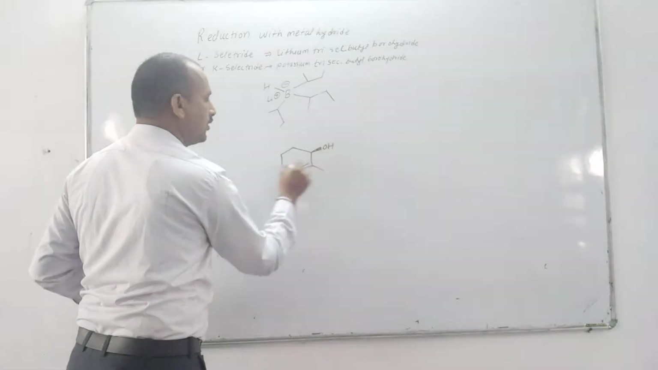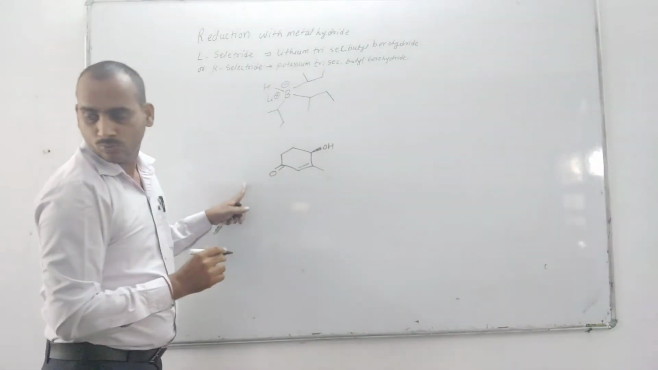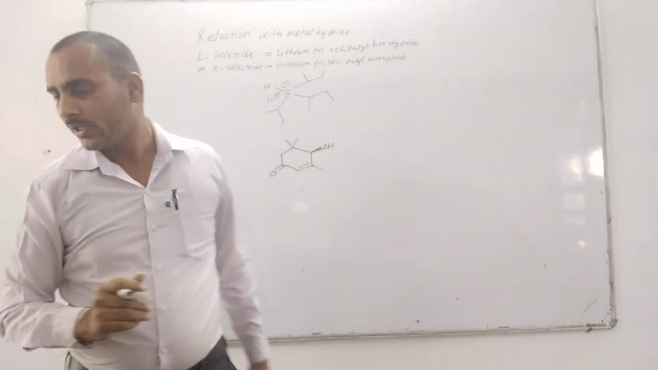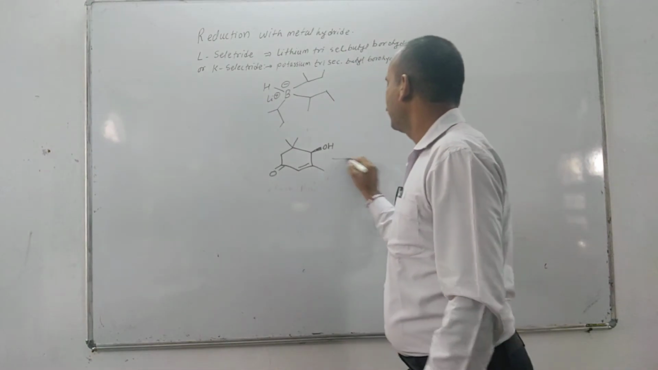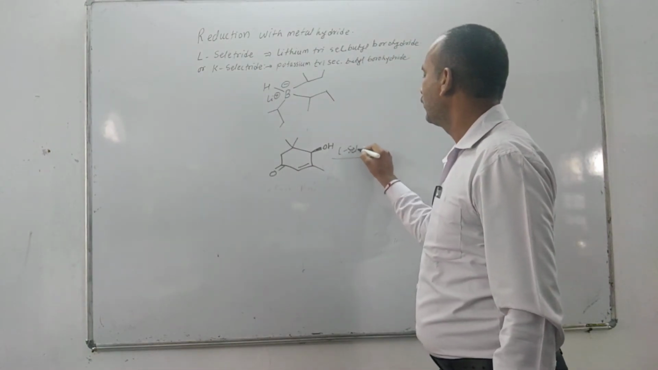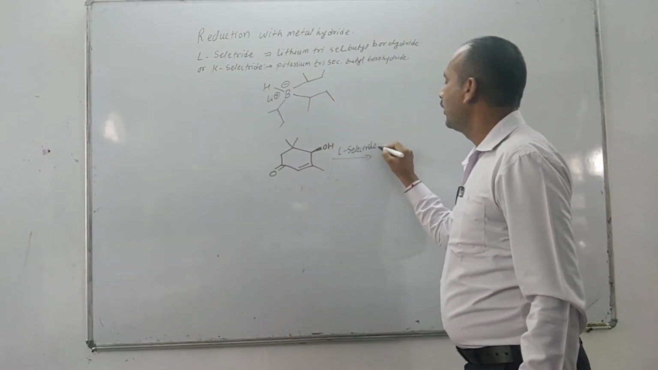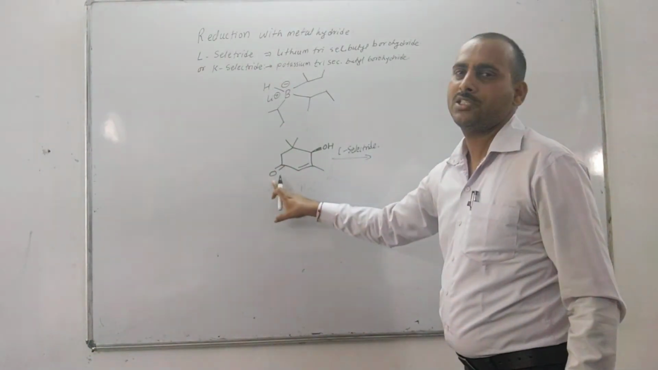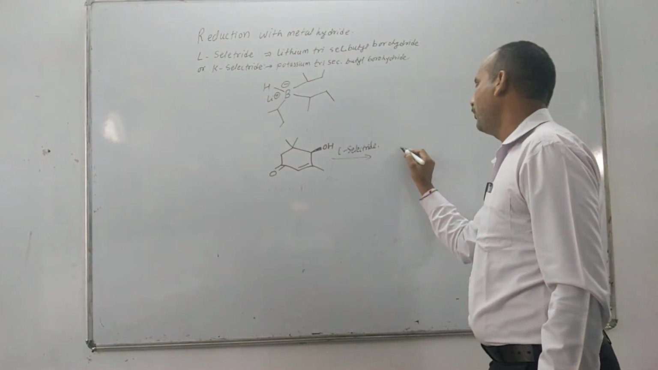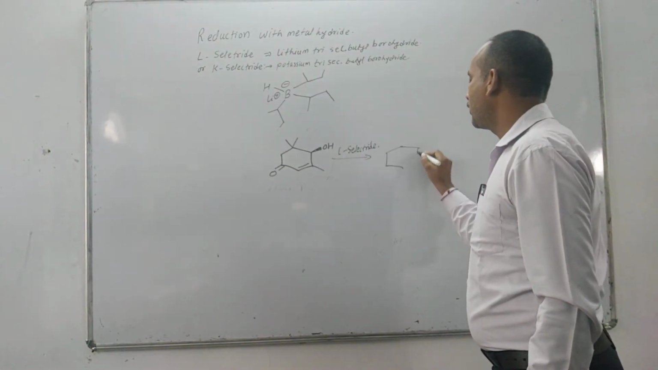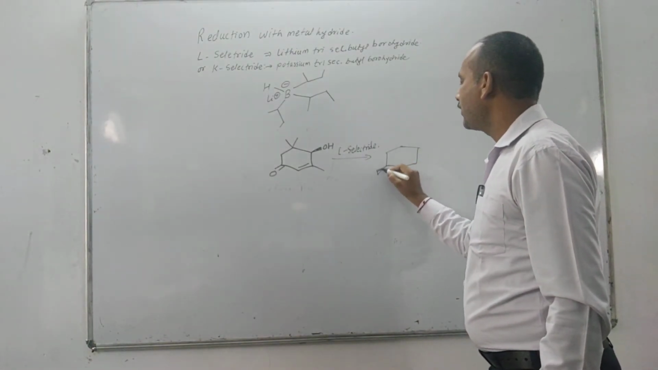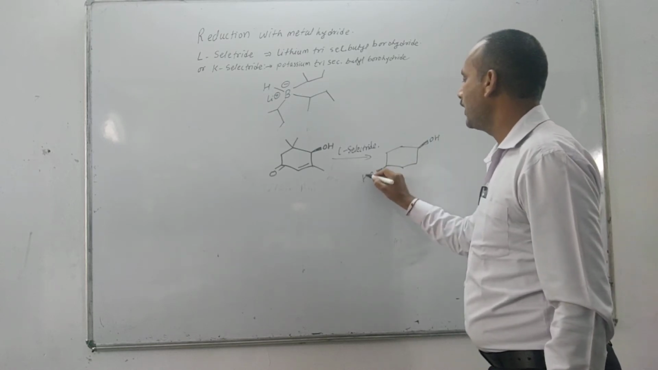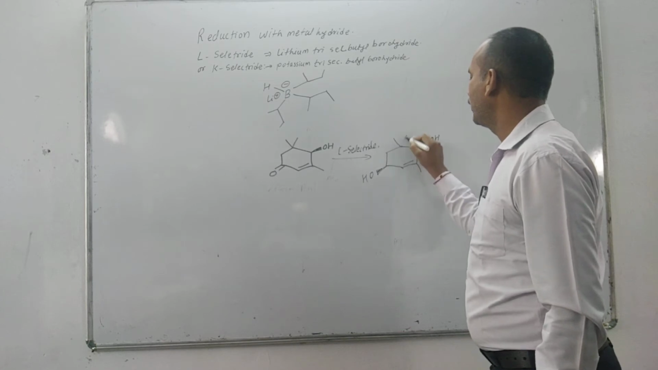OH, CHO, CH3 by using L-selectride. Again there is a steric hindrance at the 1,4 position, therefore 1,2 reduction of the carbonyl takes place to form the OH. So this OH and this OH are present on the same side, there is a double bond.